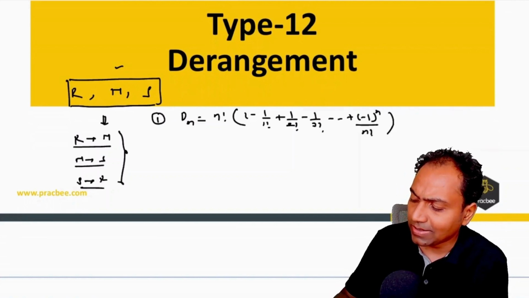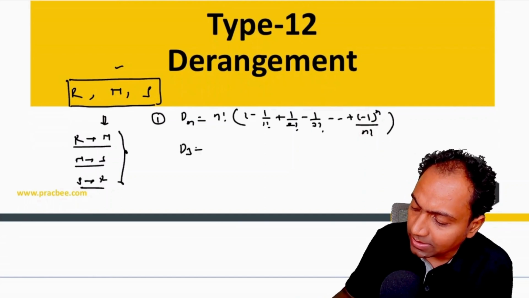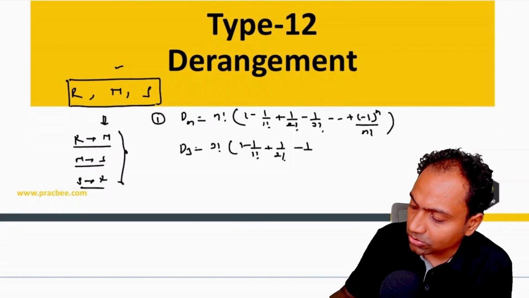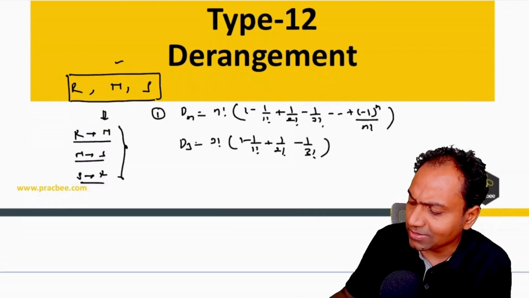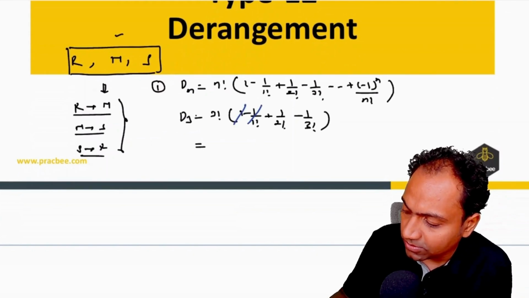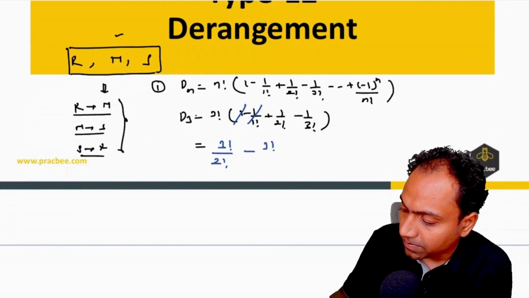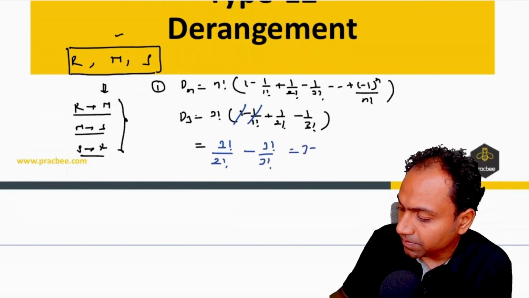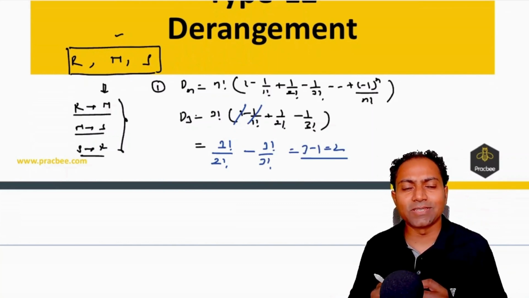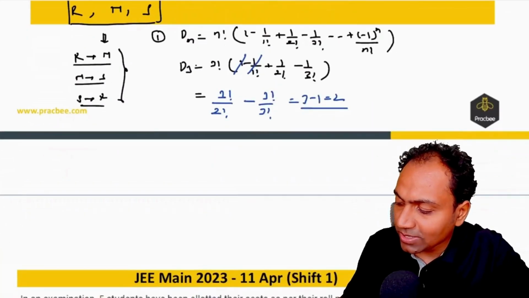You can see that in this case, if you want to find D3, the answer becomes 3 factorial into 1 minus 1 by 1 factorial, and you will go till 3, and there you stop. If you simplify this, you get your answer. It is not very difficult because the first two terms get cancelled out. So 2 is your answer. It is very simple to calculate this. This is the first type of question that are usually based on this.